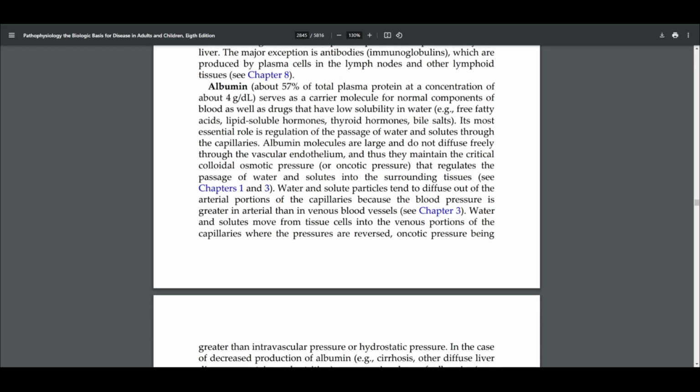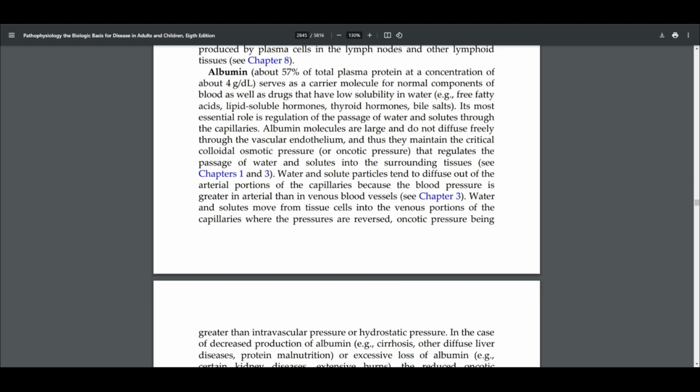Albumin serves as a carrier molecule for normal components of blood as well as drugs that have low solubility in water. It has an essential role in its regulation of the passage of water and solutes through the capillaries. Albumin molecules are large and do not diffuse freely through the vascular endothelium, and thus they maintain the critical colloid osmotic pressure that regulates the passage of water and solids into the surrounding tissues.